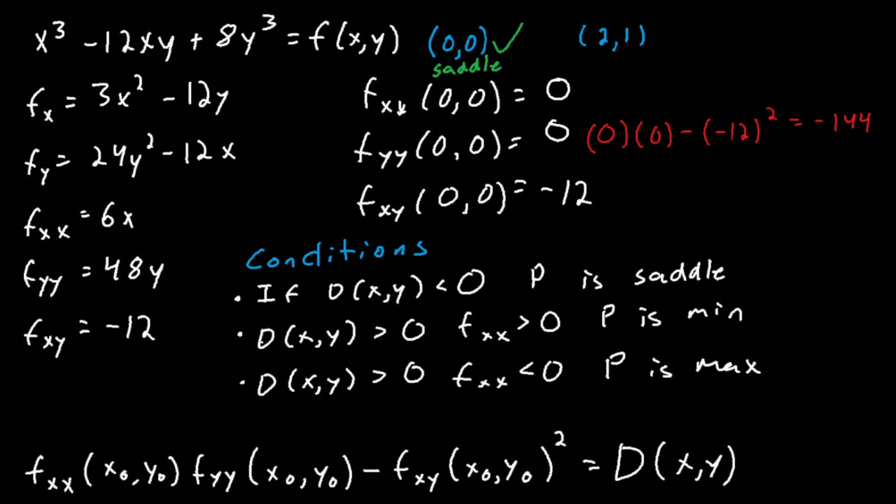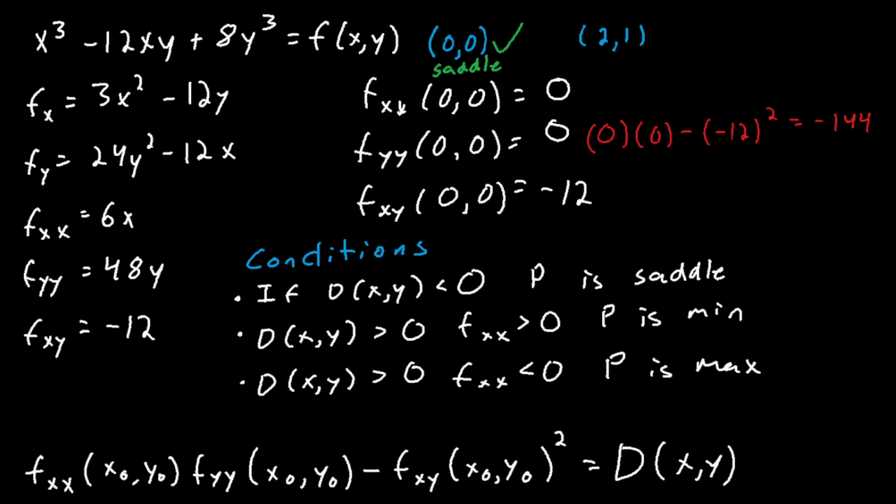How about if D is greater than 0? Well, there are two cases. If D is greater than 0 and the double x partial is also greater than 0, then the point is a local min. And if D is greater than 0 and the double x partial is negative, P is a max.